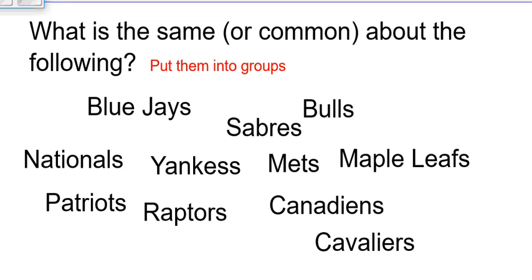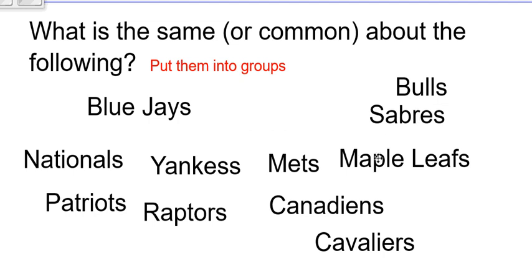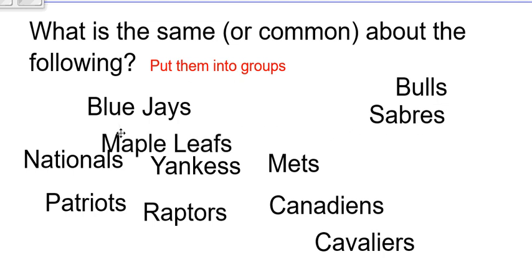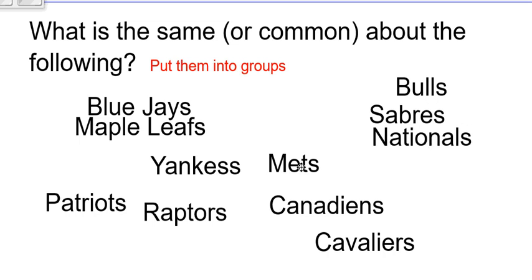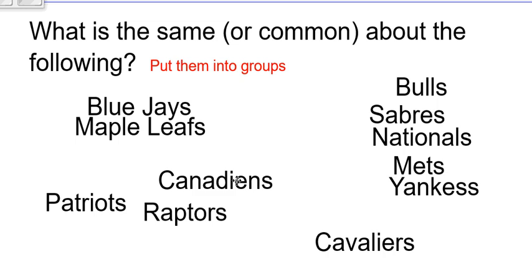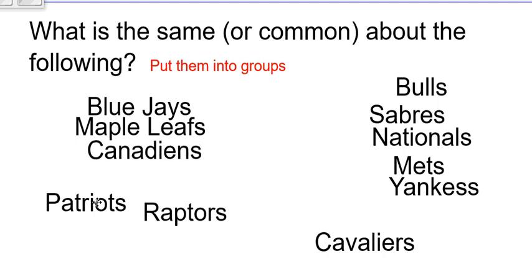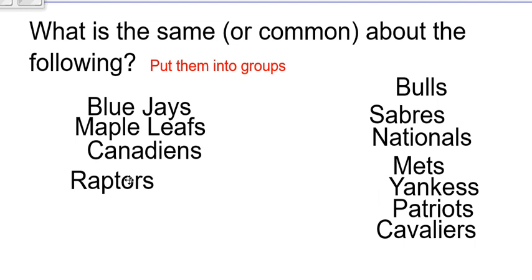So the Bulls are American, Sabres are American, Blue Jays, Maple Leafs, Canadians, Nationals, I'm assuming American, Mets, Yankees, Canadians are Canadian, Cavaliers, and then Raptors. Okay, so hopefully you're saying, yeah, but Mrs. Gilfillan, we can also break it up by sports teams, or what they play, okay?